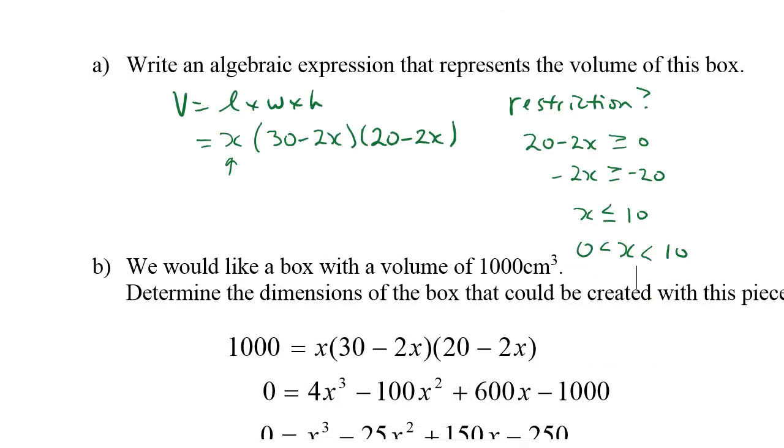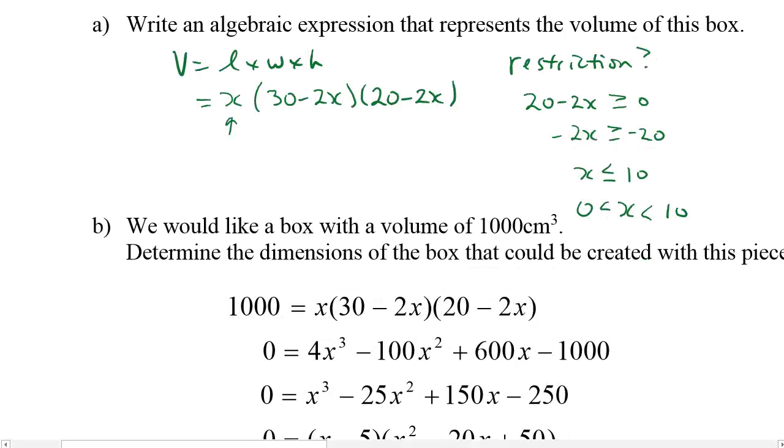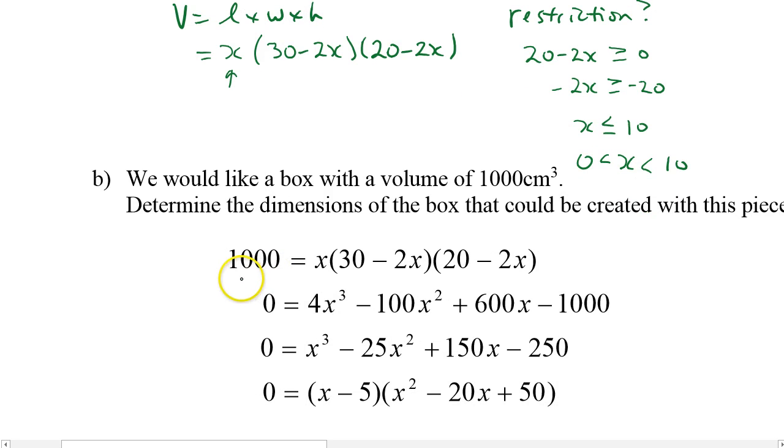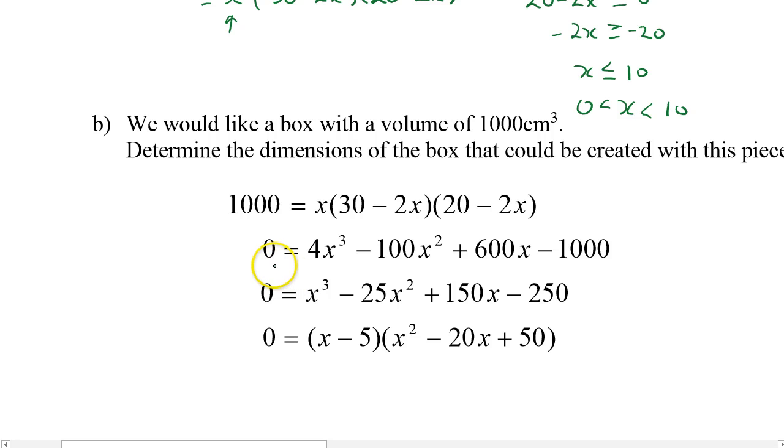All right, we would like to have a box with a volume of 1,000 cubic centimeters. Oh, well, here we go. 1,000 equals this, and so a lot of our work's been done for us. We subtract 1,000 from both sides, and from here to here, we've divided both sides by 4. That's fair enough, because when we divide 0 by 4, it's still 0, and it makes everything simpler. So now we have a value of 1 out front for our leading coefficient.